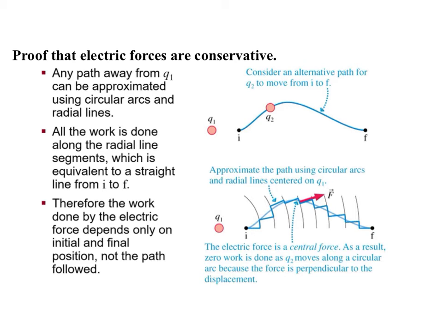Why not along curves? Because the field is radial. If you go along a circular arc, that's at right angles to a radius because it's along the tangent, so the dot product is 0. So only the radial segments contribute to any change in energy. But now we've turned it into a straight line segment from I to F. So the work done by the electric force can depend only on the initial and final position, but not the path taken to get there.